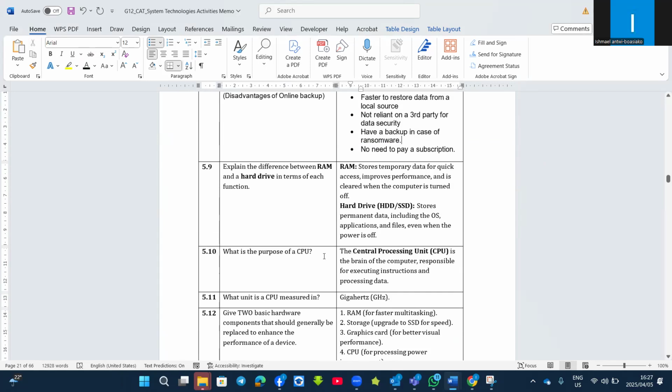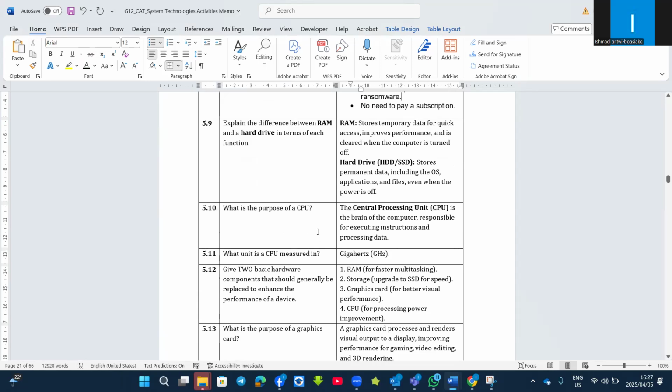5.9, explain the difference between the RAM and hard drive. Remember, RAM stores data temporarily, and hard drive is a secondary storage which stores data permanently. So that's the main difference. The RAM stores data temporarily for quick access, and then the hard drive stores data permanently.